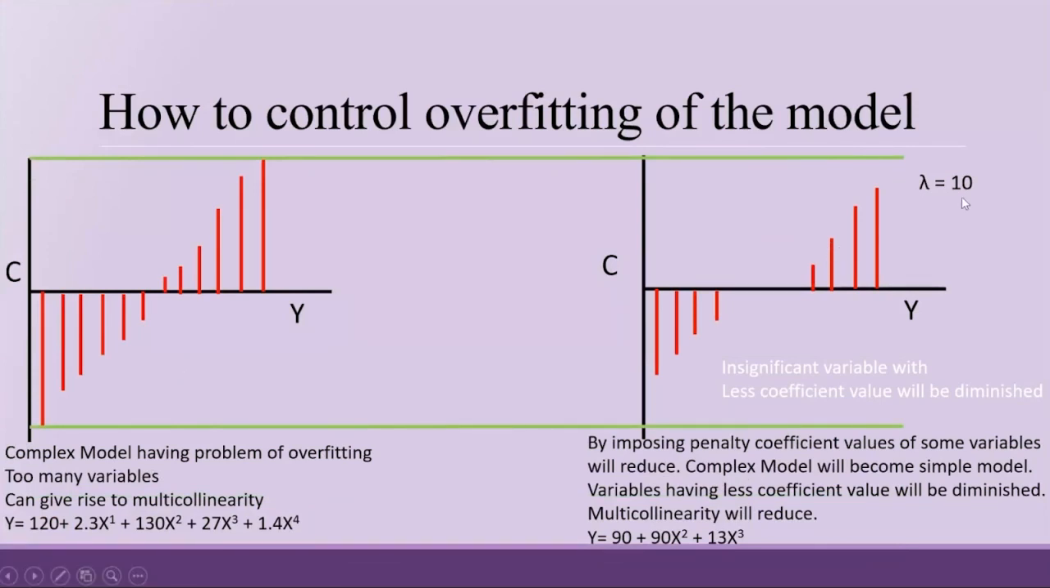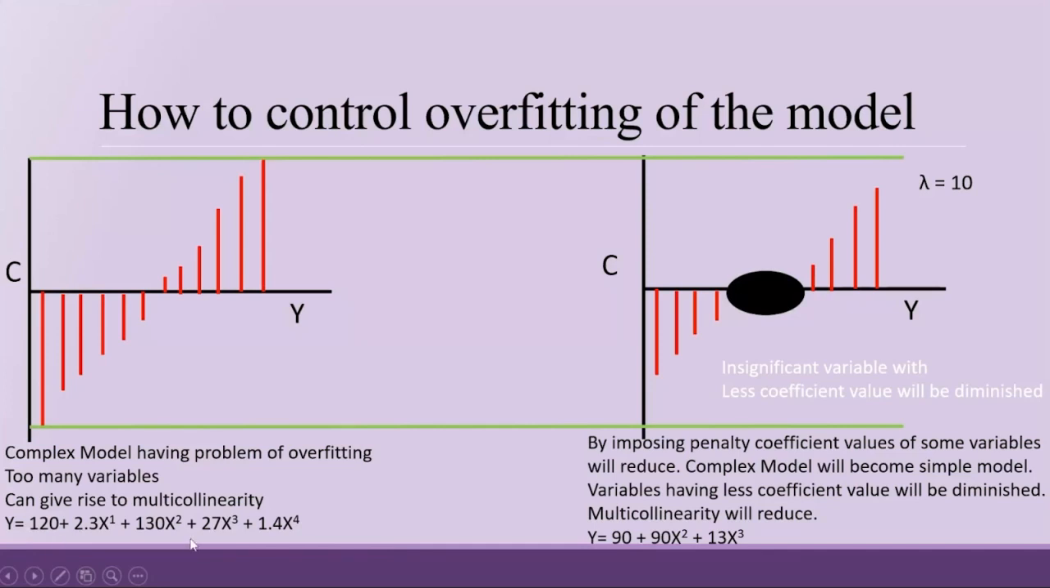So we are imposing lambda is equal to 10, and we are shrinking the coefficients and we are penalizing them. By penalizing this power, the red coefficient, its estimates have decreased. Basically, our intention is to reduce the bias. Now the center ones have completely disappeared because they were insignificant, though they were in the model. So by imposing the penalty coefficient, values of some variables will reduce. Complex model will become simple model. Variables having less coefficient value will be diminished and multicollinearity will reduce.